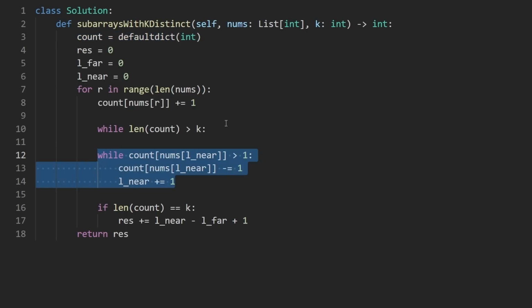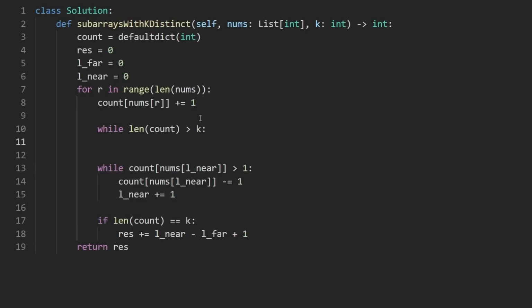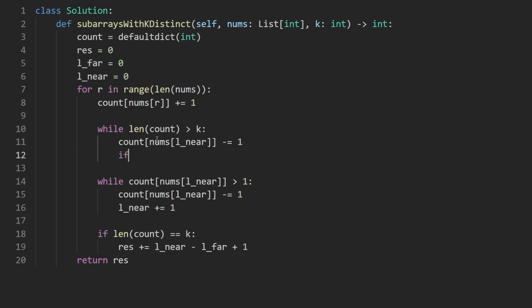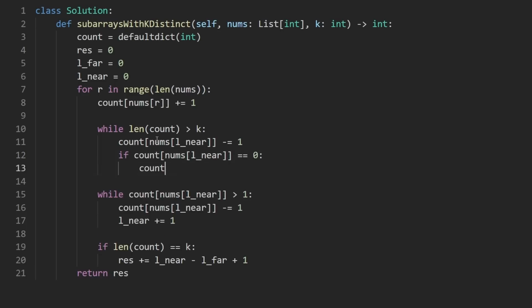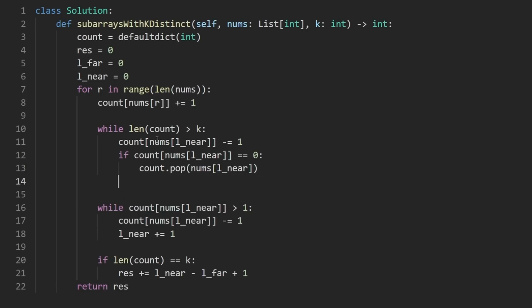I started with it. Now this is the more confusing part, but we know we chose to shift the near pointer. So that's what we're going to do. We're going to decrement the count of that element. So the number at the left near pointer, decrement the count. And if it reaches 0, if the count of that element reaches 0, let's pop that element. In Python, it's pretty easy. Count.pop of the element at that left near pointer. And of course, we're going to take that left near pointer and increment it by 1.